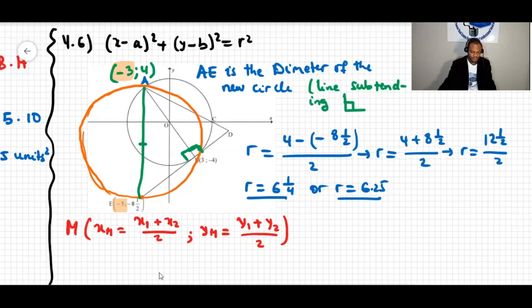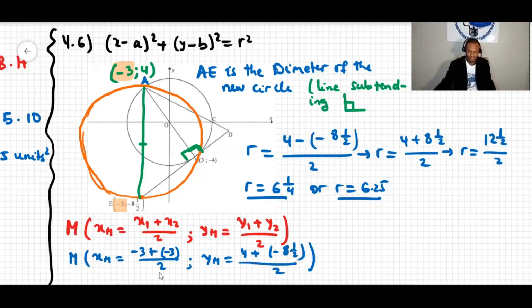So here xm, x1 is -3. So it's going to be the same, because it's -3 plus -3 over 2. It's going to be the same answer. And ym here will be 4 plus -8.5 all over 2. Then let's just put it this way. Then the midpoint will be over here. We have xm will be -3, and then 4 minus 8.5.